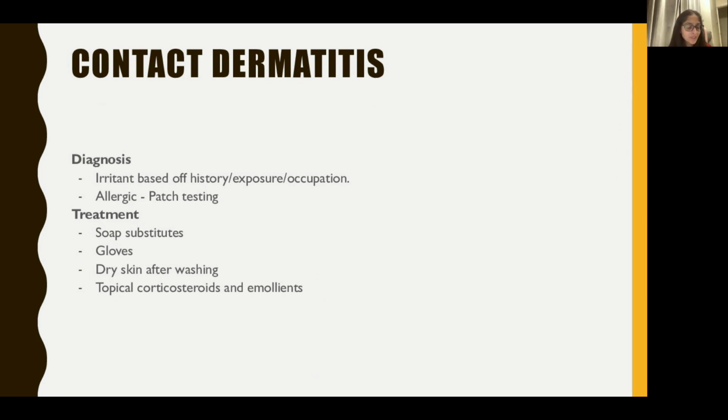So in terms of patch testing, what is usually done is the 40 most common allergens are put onto the back of someone's skin. So this is commonly done where there is no acute dermatitis present, and then this is reviewed in the next couple of days to see which of the allergens have resulted in a wider erythematous area, indicating that there is an allergic contact dermatitis reaction due to that causative ingredient.